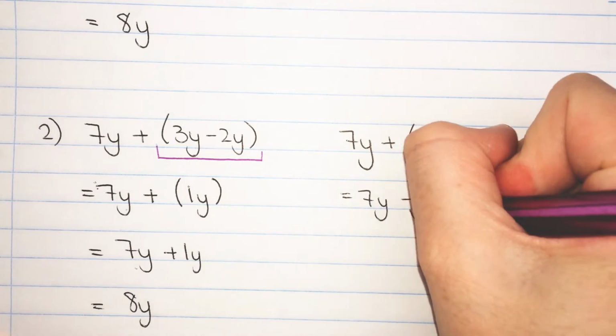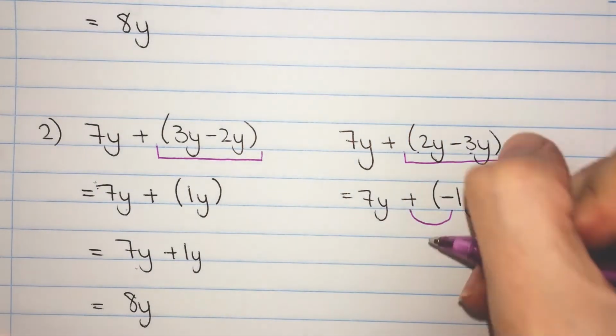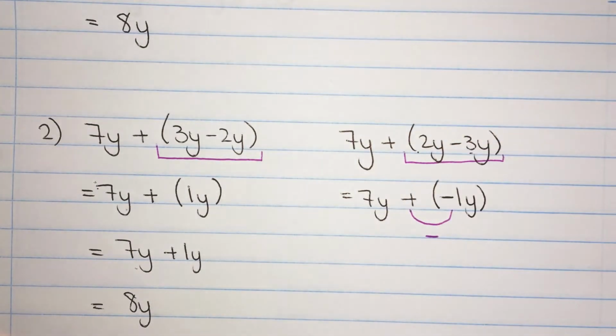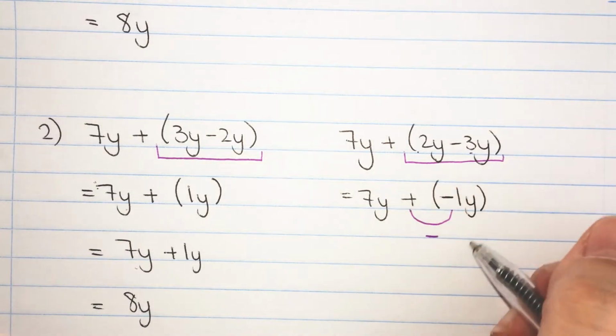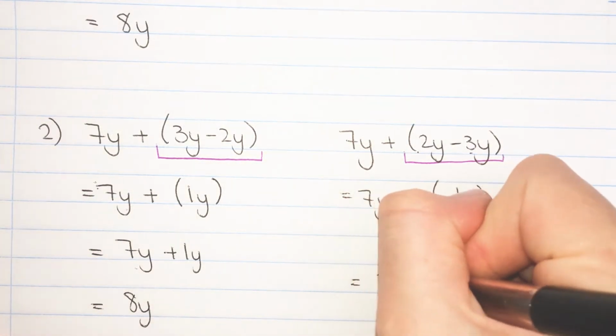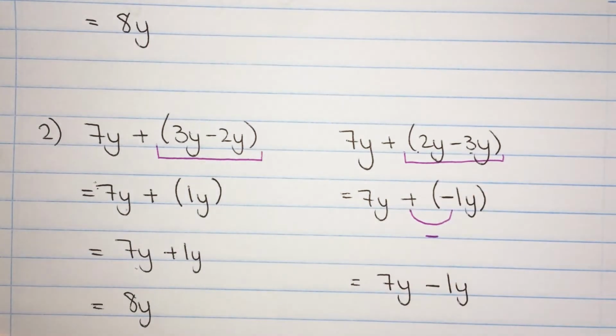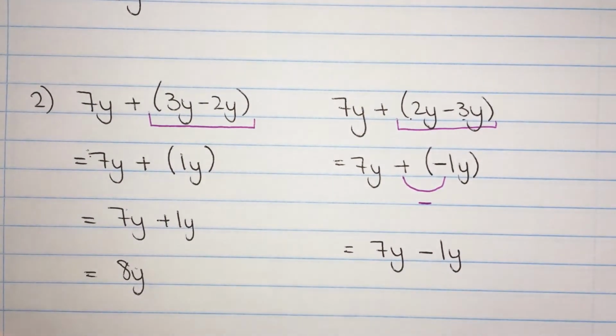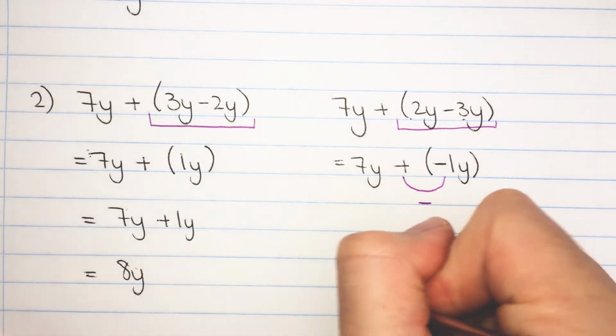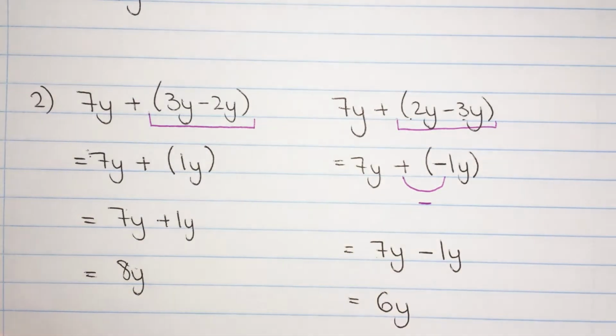Now over here we have a positive and a minus, which you know is a minus. So we can combine those two to write one sign so that we have 7y minus 1y. Again, they are like terms. So all we do is we say 7 minus 1, which equals 6, and we are left with 6y.